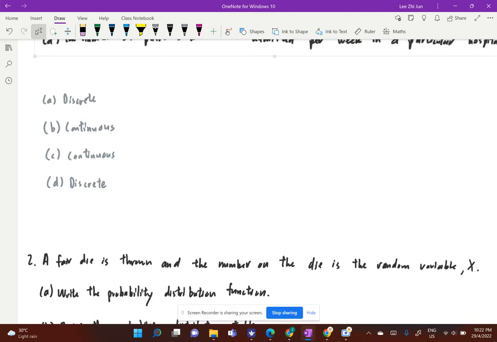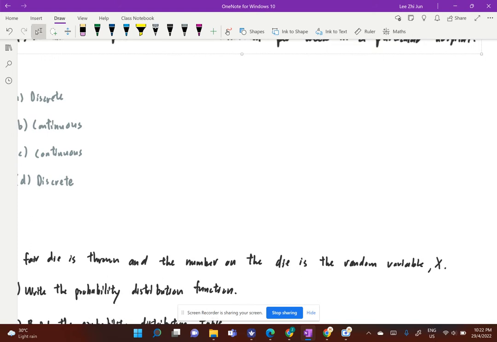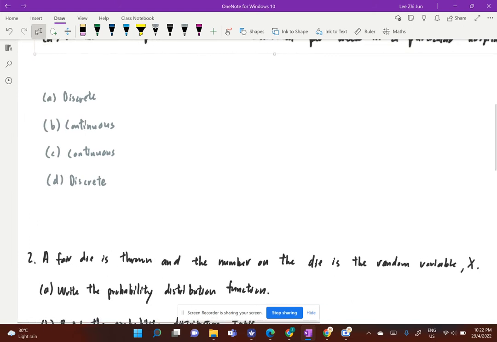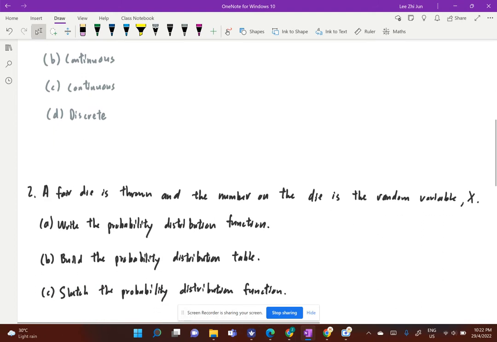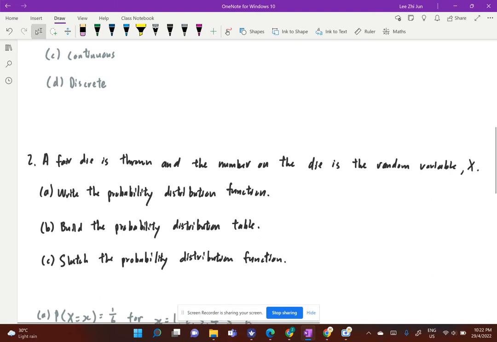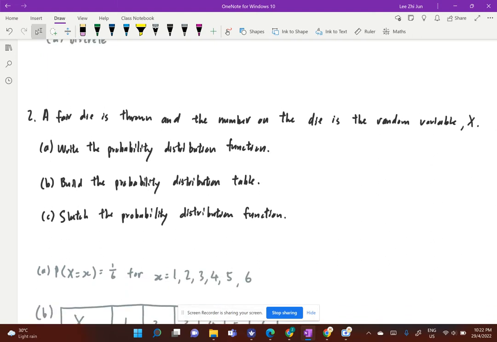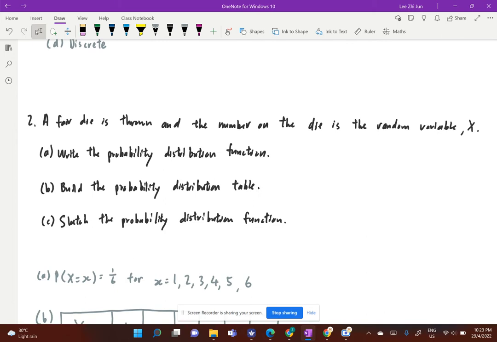Next, a fair die is thrown, and the number on the die is a random variable X. Write the probability distribution function, build the table, and sketch the function. So A, write the probability. The event will be the large X. This is the event, and the small x will be the possible outcomes.